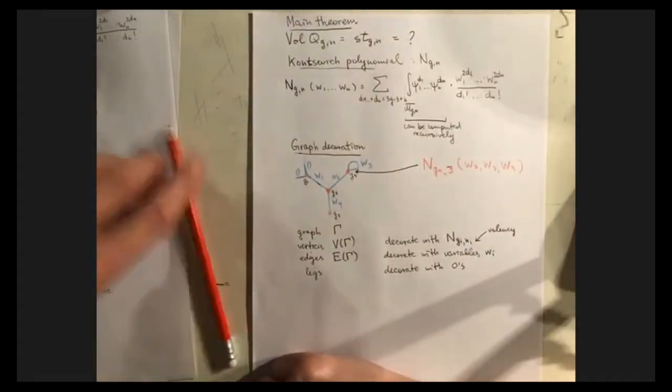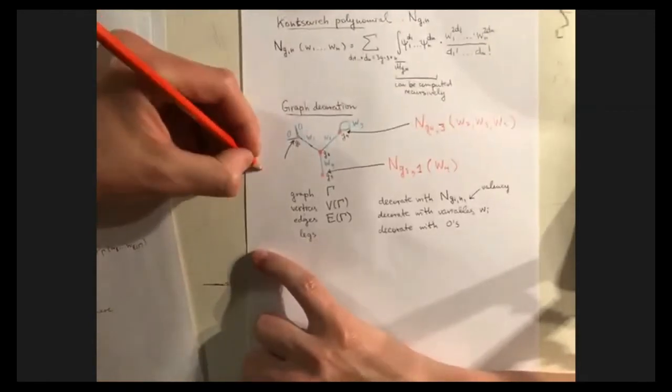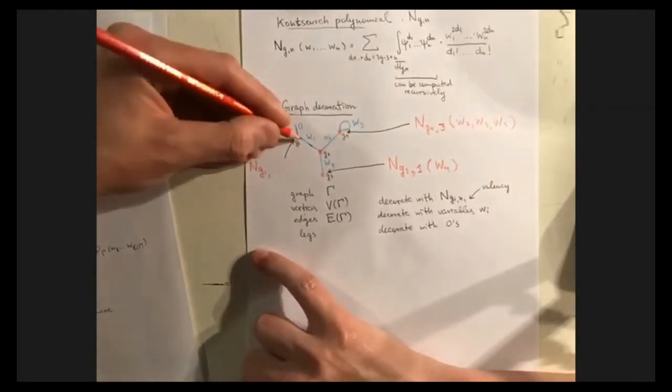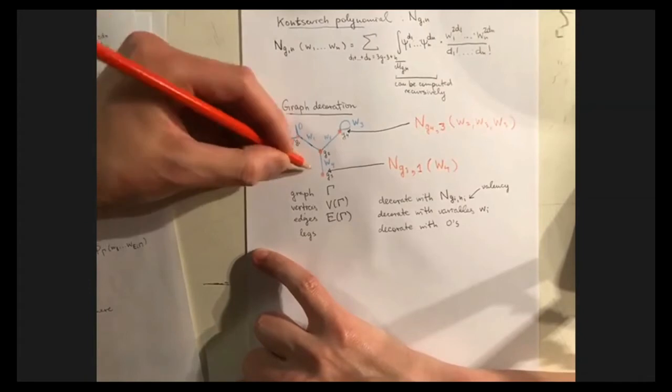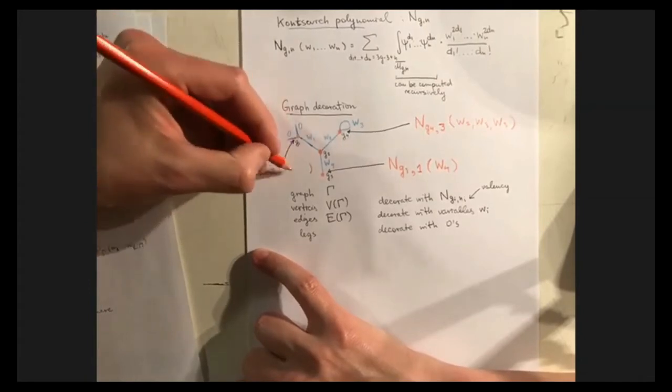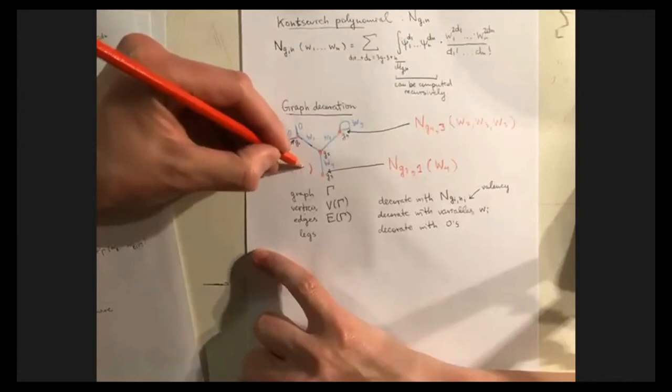Okay, let's do this one. Here we have g_3. There is only one half edge, so the valency is 1, and the only variable we have here is w_4. Let's do this one maybe. The first index is g_1, the valency is 3, so there is space for 3 variables. One is w_1, another is 0, and another is 0.